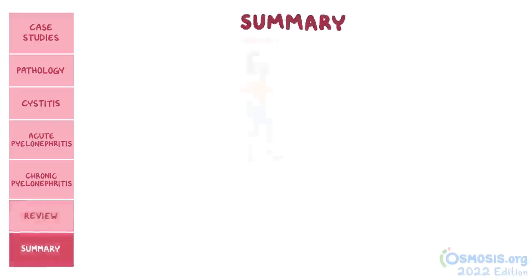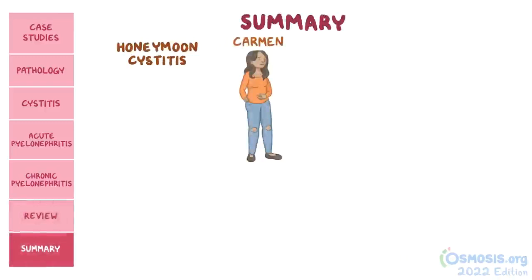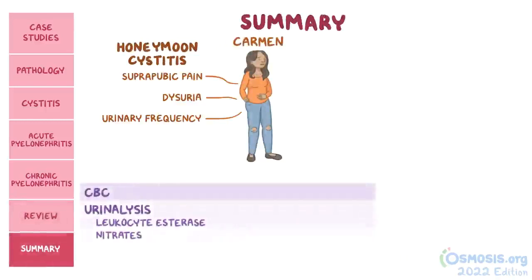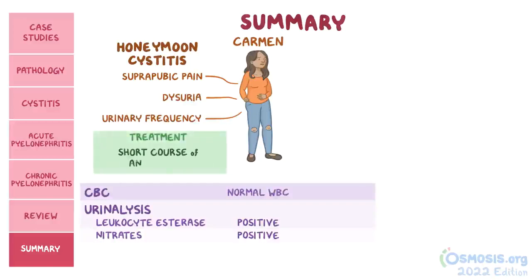Coming back to our cases, Carmen has honeymoon cystitis that presented with typical symptoms like suprapubic pain, dysuria, and frequency. The lab showed positive leukocyte esterase and positive nitrites, and there's no increase in white blood cells. Her infection will clear out with a short course of antibiotics.